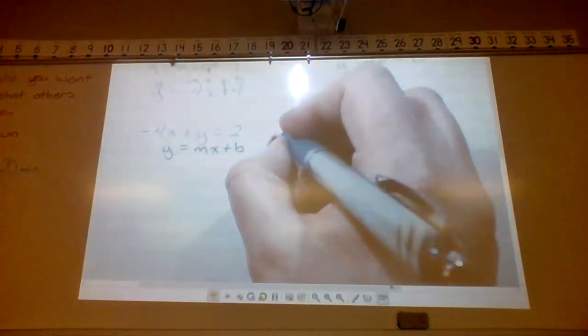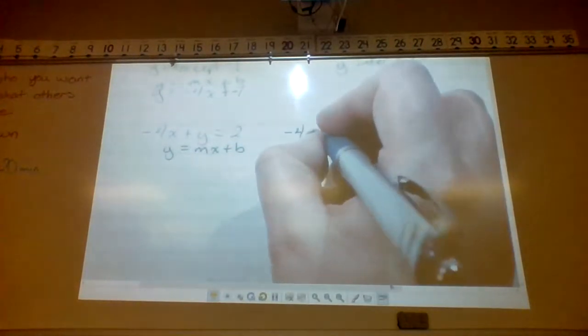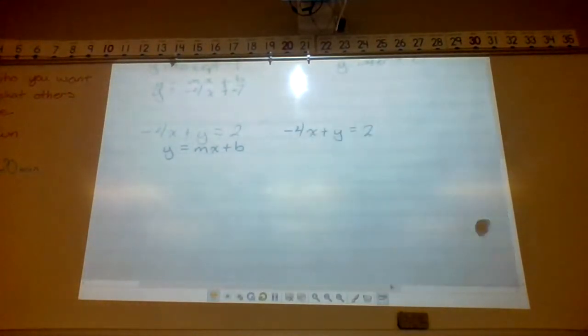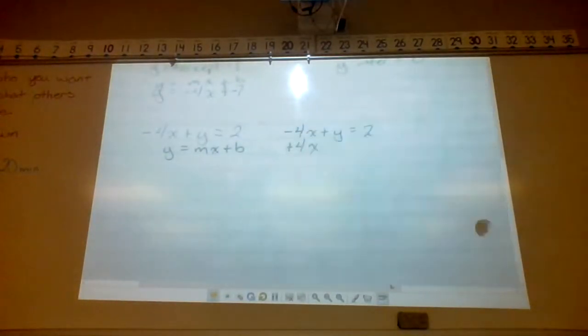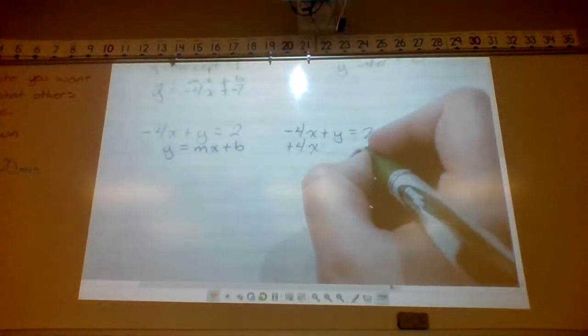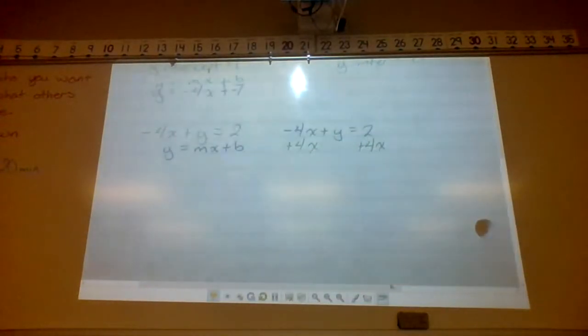Now on this, negative 4x plus y equals 2. Is the y by itself? No. What is with it? Negative 4x. What's the inverse of negative 4x? Add 4x. What you do to the left, you must do to the right. These will cancel out, leaving us with y.